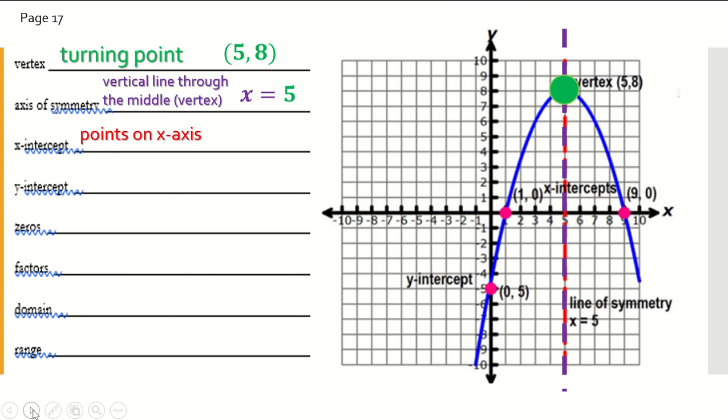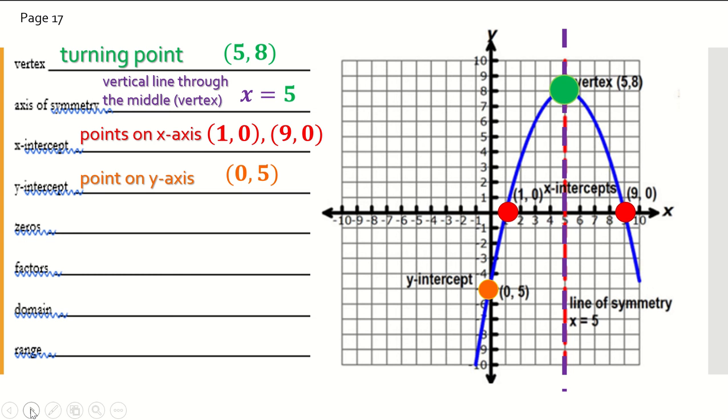X-intercept, where the graph crosses the x-axis. We can go ahead and plot points on the x-axis, and we see that it crosses in two places. So this parabola would have two x-intercepts, and they are at the points (1, 0) and (9, 0). The y-intercept, where the graph crosses the y-axis, is located here at the point (0, 5), up 5 units.